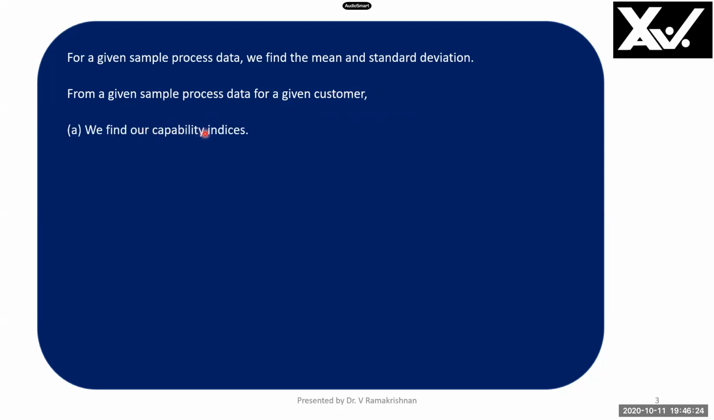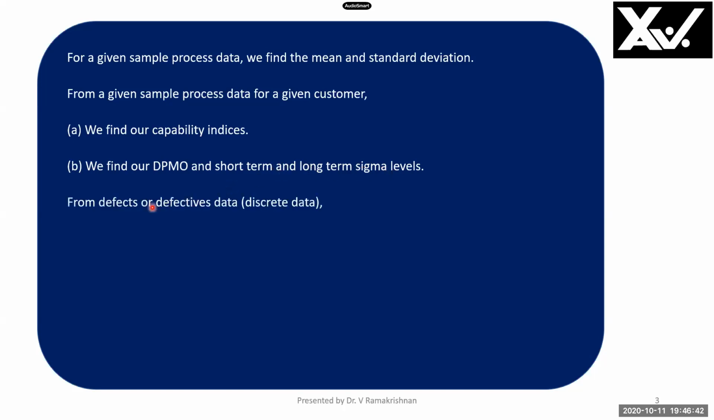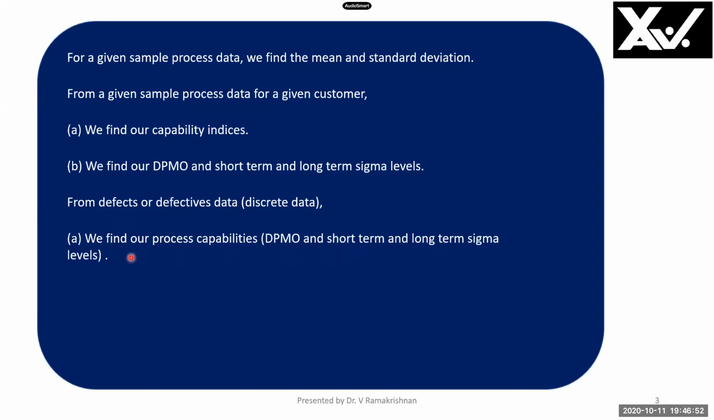We can find capability indices CP and CPK. We can also find DPMO and short-term and long-term sigma levels. I'll repeat once more. For a given mean and standard deviation, USL and LSL, we can find CP, CPK, DPMO and ZST and ZLT. So far we have found these for continuous data. For discrete data also we can find the DPMO and short-term and long-term sigma levels.